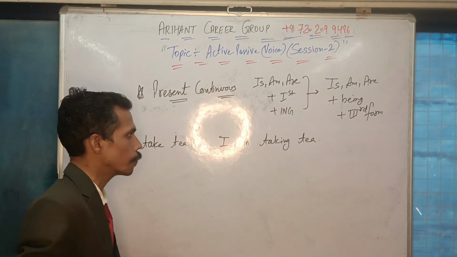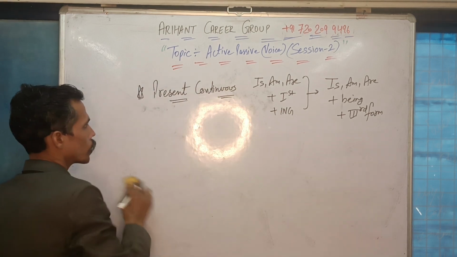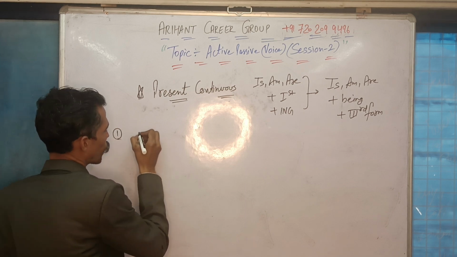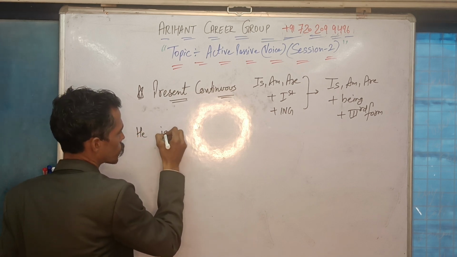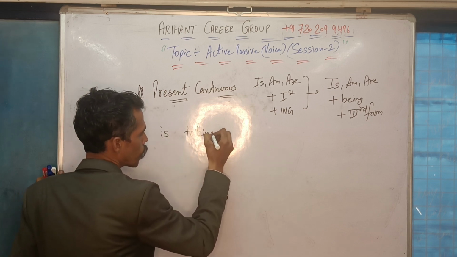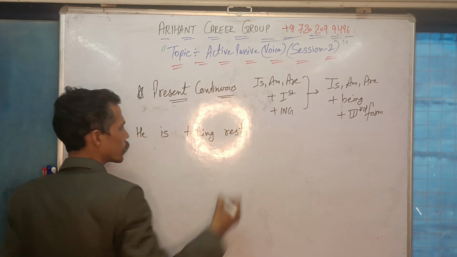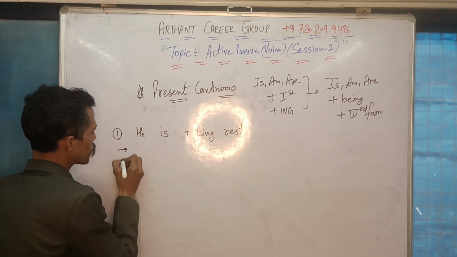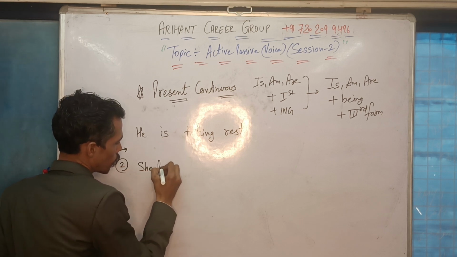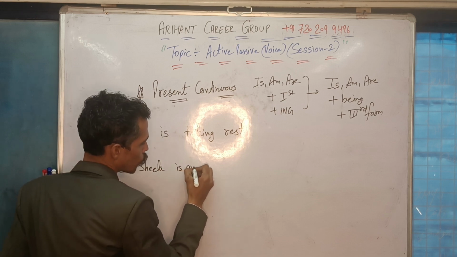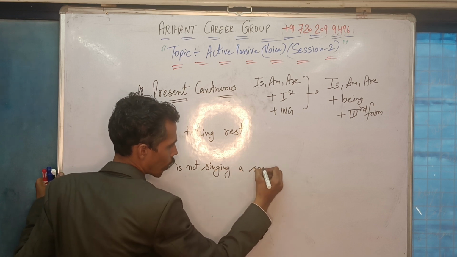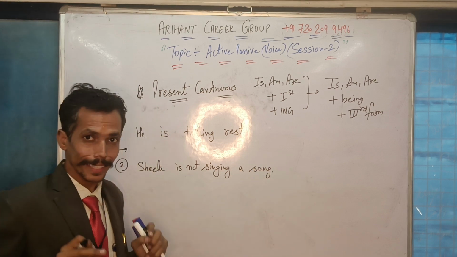Okay, let us start the discussion formally. I'm more focused on present continuous now. Please understand, note down the first sentence. For example, he is taking a rest. This is a positive sentence. The negative sentence I'm giving you is: Sheila is not singing a song.